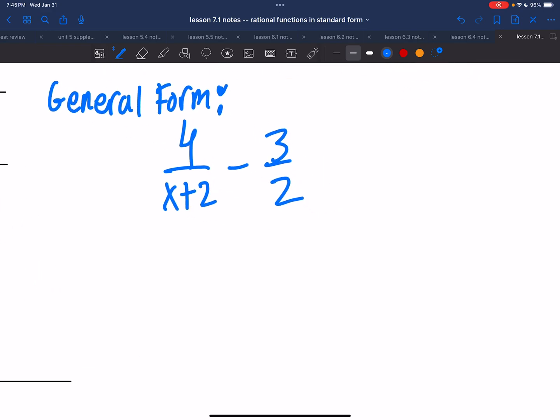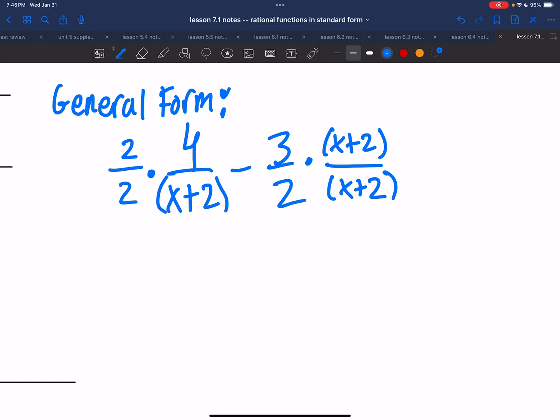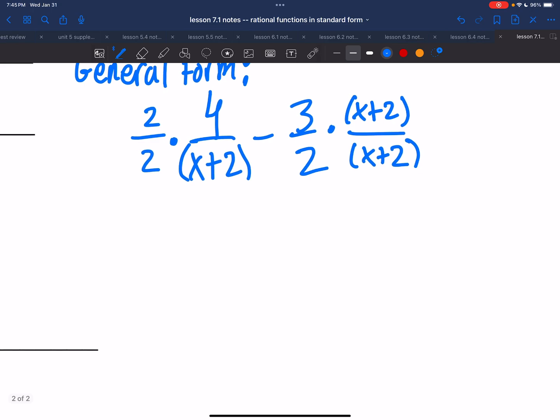So to find general form, you need a common denominator. So the way you do this is, this denominator is x plus 2, this denominator is 2. So this needs a 2, and this needs an x plus 2. Now they're the same. So I just multiply this one by x plus 2 over x plus 2. And I multiply the other one by 2 over 2. Okay? And I'll put parentheses around that. And so, okay, let's do that multiplication. 2 times 4 is 8 over 2 times x plus 2 minus 3 times x plus 2 over 2x plus 2.